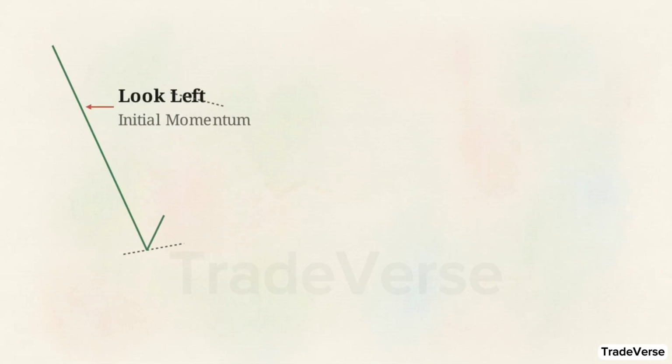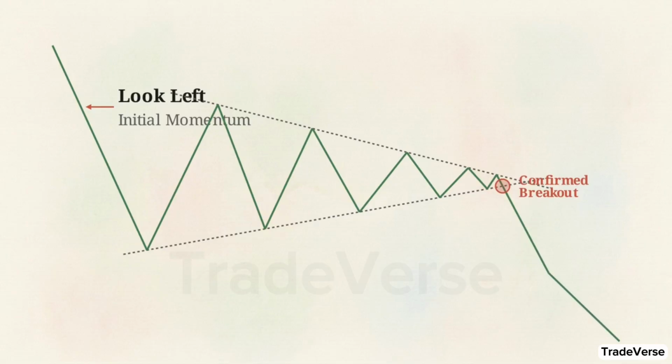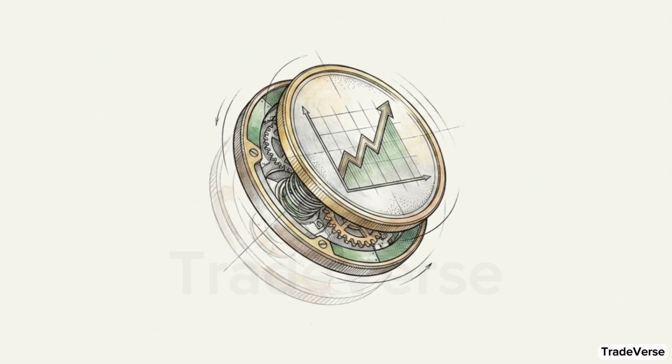To anticipate the breakout direction, look to the left. The initial momentum that carried the price into the triangle often dictates the direction of the eventual breakout. Patience is required here. Avoid entering a symmetrical triangle until you see a confirmed breakout in either direction. By analyzing the balance of power between buyers and sellers within these shapes, you can assign a higher probability to what otherwise looks like a coin flip.